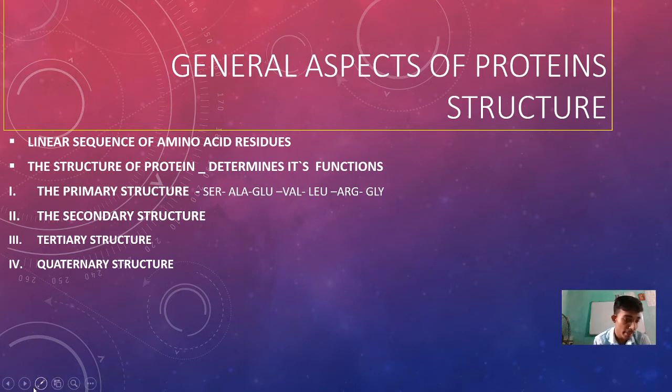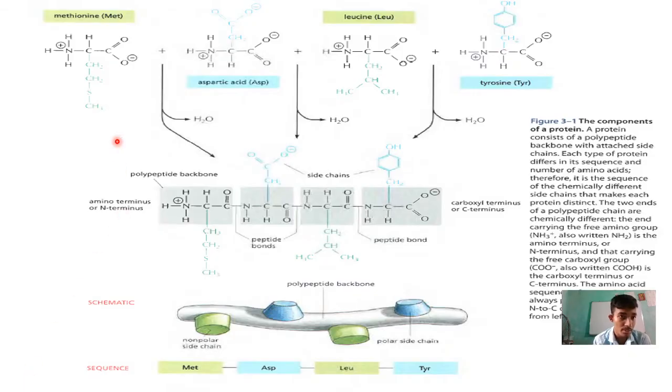Let's see the polypeptide backbone. Here you can see methionine, aspartic acid, leucine, and tyrosine. There are four types of amino acids present here, and they all lose H2O to make the polypeptide, making the peptide bond. Here is the peptide bond. They make these peptide bonds by releasing H2O.